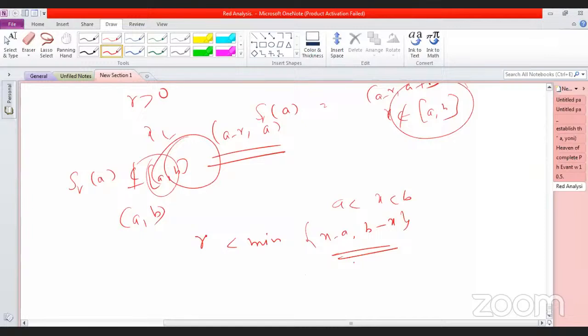Why do we have to write this part here? The above case and below case are symmetric. If x belongs to (a, b), then the property is satisfied. Here S_r(a) is a subset of the interval (a, b). If x belongs to the interval (a, b), then it becomes a subset.